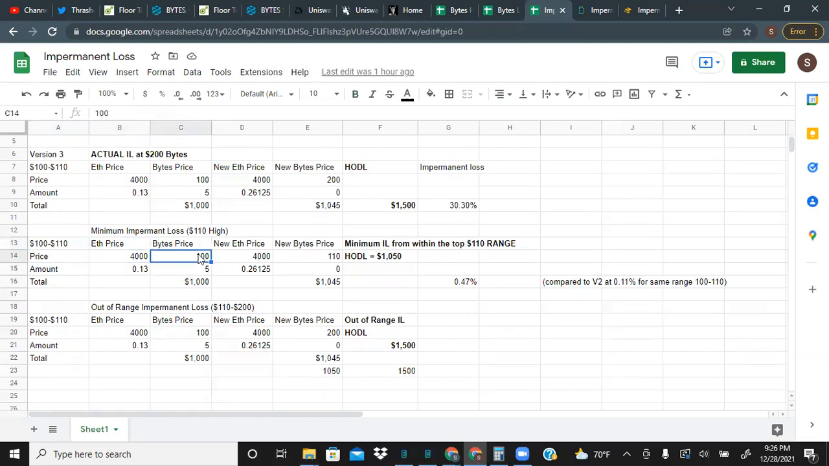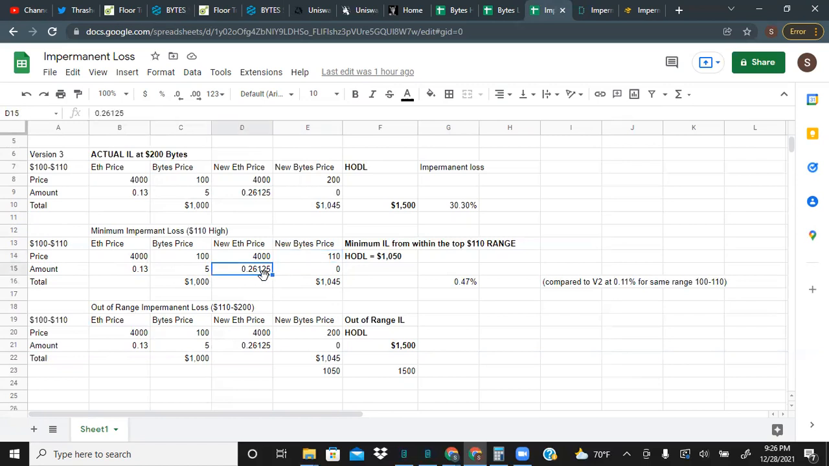So we started off with the same parameters here, $500, $500. And we went ahead and took the new price to $110 here. What ended up happening is these 5 BYTE were fully distributed to the Ethereum side, and it was distributed at a higher price than what it was before. I put it at about $105 average, right in the middle there.